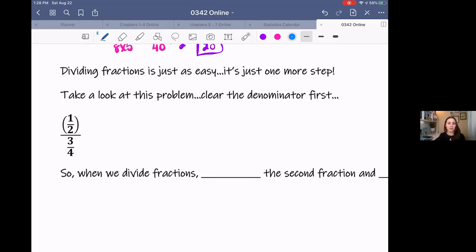So it says dividing fractions is easy, don't ask why. Yes, you can. Flip the second and multiply. And I don't want you to memorize that. I want you to know why it works the way it does.